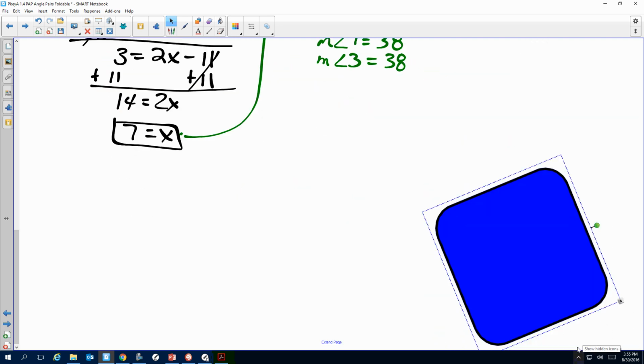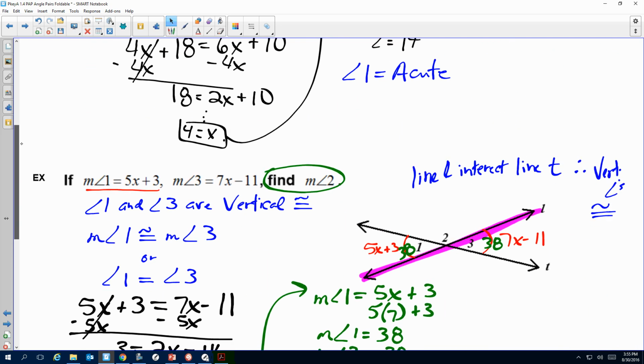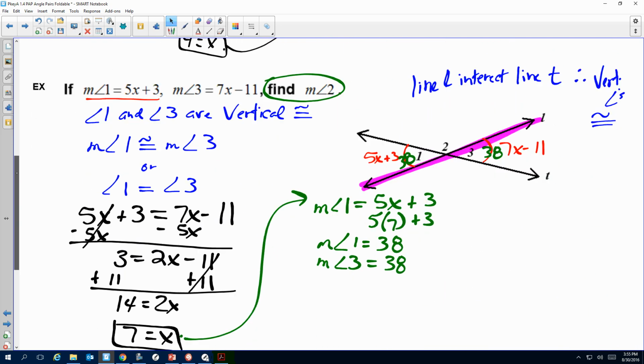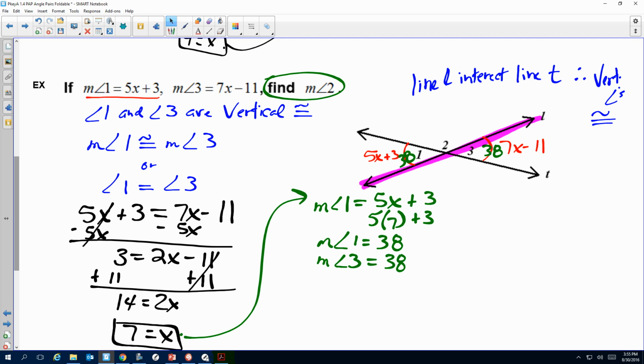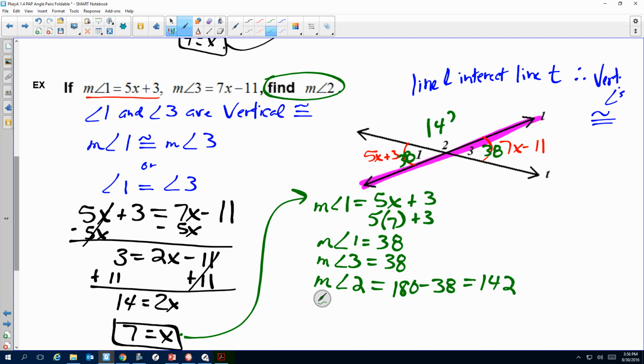So since 1 and 2 are supplementary because they're linear pairs, then I can find the measure of angle 2 simply by doing 180 minus 38, because linear pairs equal 180. And so angle 2 is 142. And this would also, across from it, be 142, since it's vertical.